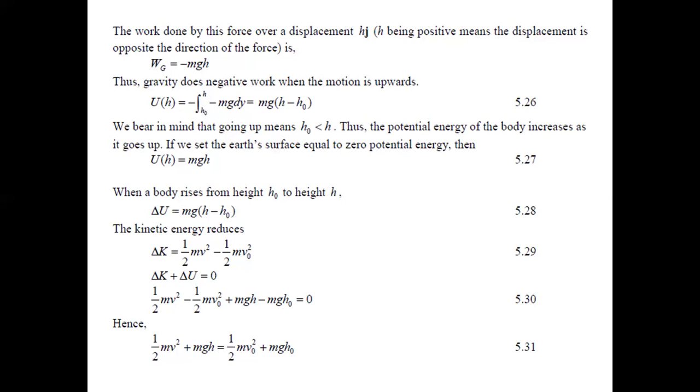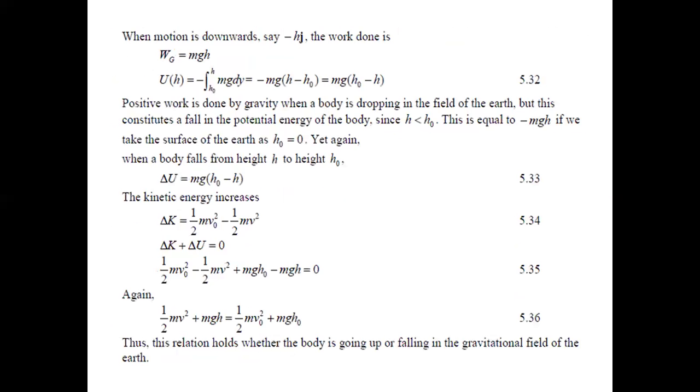But the kinetic energy reduces, delta K equals half mv squared minus half mv naught squared. Of course, that means the body must have slowed down, so that v squared will be less than v naught squared. Delta K plus delta U equals 0, so we can write half mv squared minus half m v naught squared plus mgh minus mgh naught equals 0. Therefore, half mv squared plus mgh equals half mv naught squared plus mgh naught.